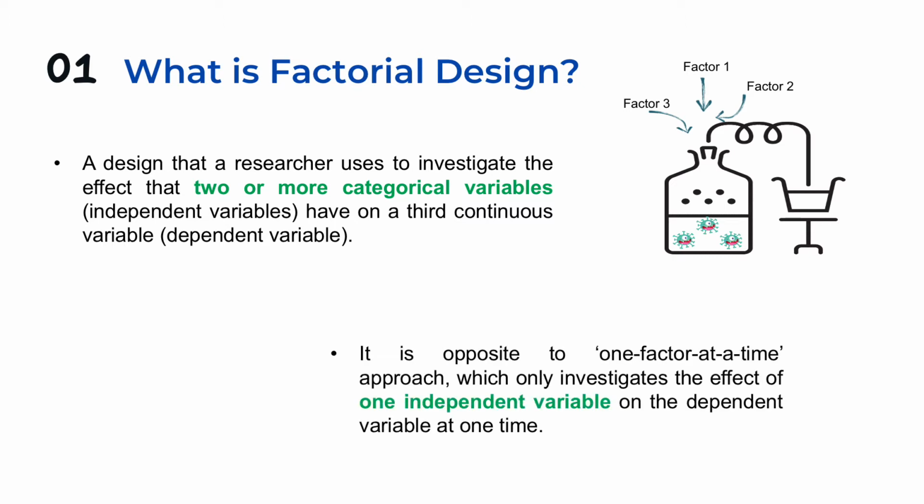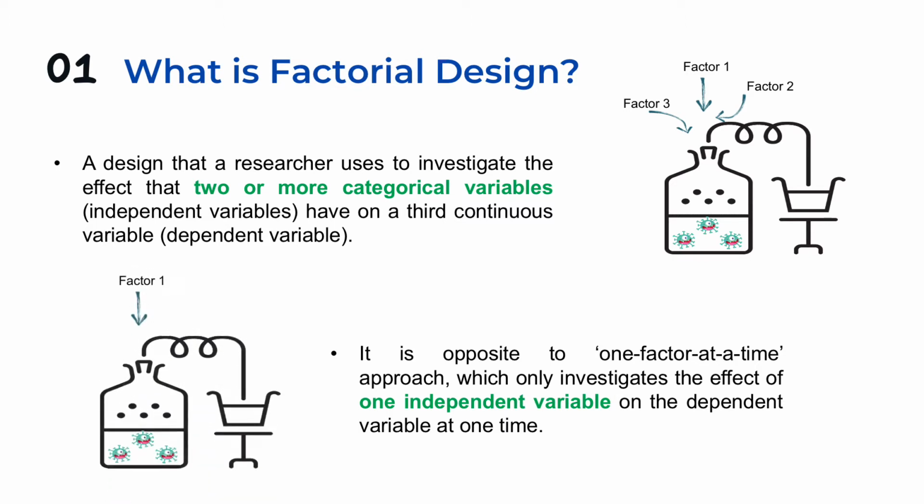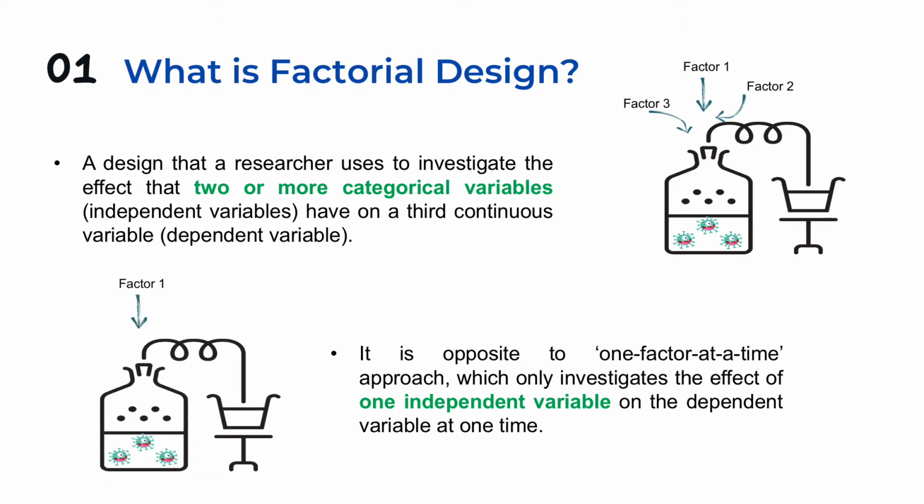Traditionally, we have what we call one factor at a time approach, which only investigates the effect of one independent variable on the dependent variable at one time. Suppose we still refer to the same experiment, but in this case, we just focus on one factor. So instead of having three factors just now, we just focus on one factor, let's say temperature. So during the experiment, we just manipulate the temperature and we measure the cell growth of the E. coli. So that's the big difference between factorial design and one factor at a time approach.